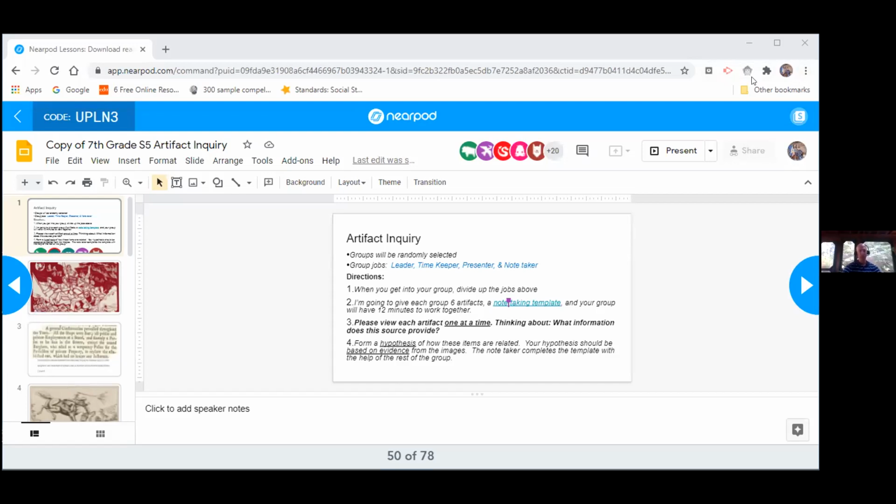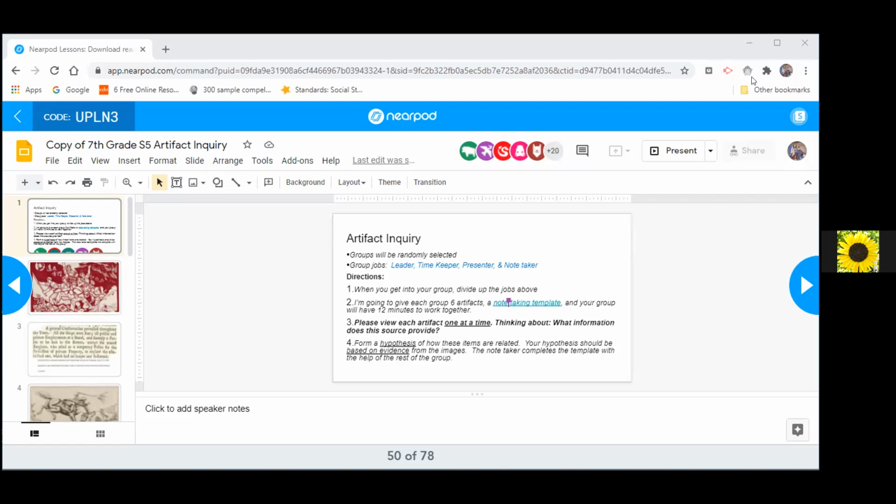Okay, so do we have a group that would like to share their hypothesis? Where's one of the presenters? How about group 1 or group 2? Would you like to present? What's your hypothesis about how these items are related? Group 1, group 2, please unmute and let me know what you put down. What's your hypothesis and what's your evidence? I can start. I don't know what group number I am though.